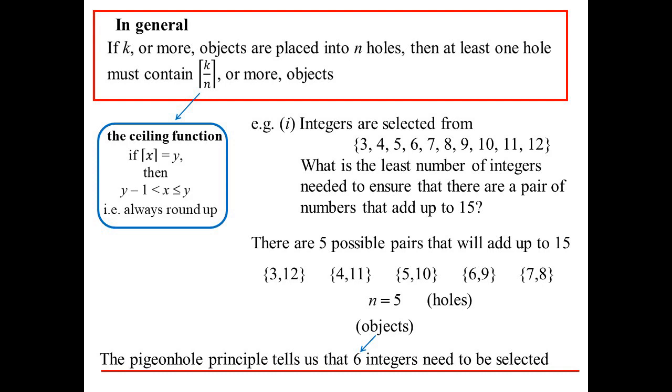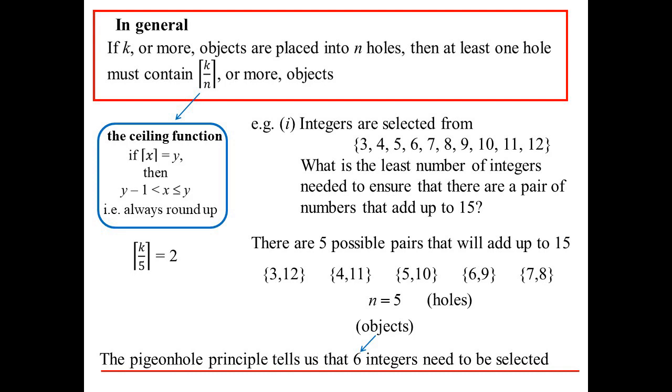Now, using that notation, I could have solved it this way, because I want it to equal 2. So K, that's what I'm trying to find, how many objects do I need to get being placed into n holes. I said there were 5 different ones. So K over 5, and I want there to be 2 numbers. I want there to be a pair. So I'm saying this ceiling function must equal 2.